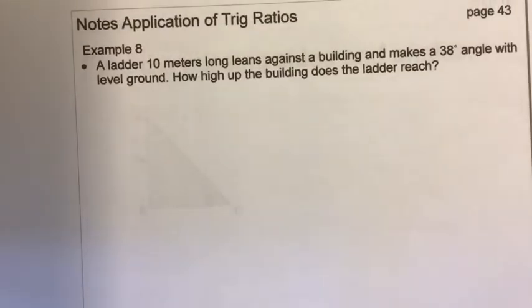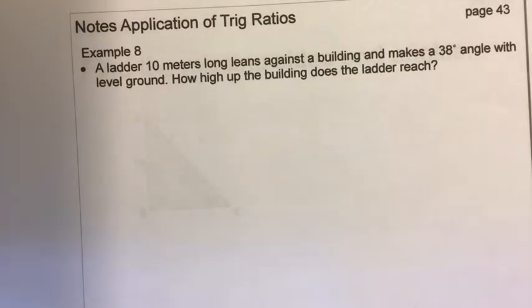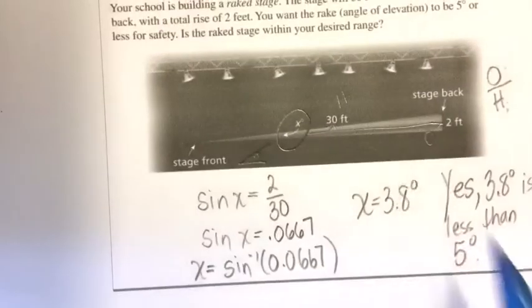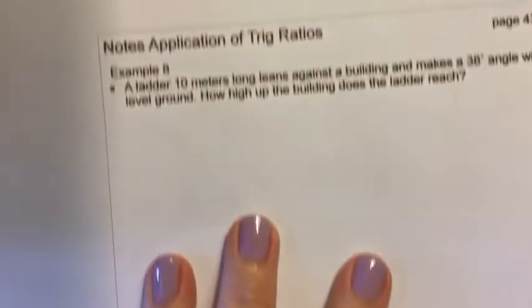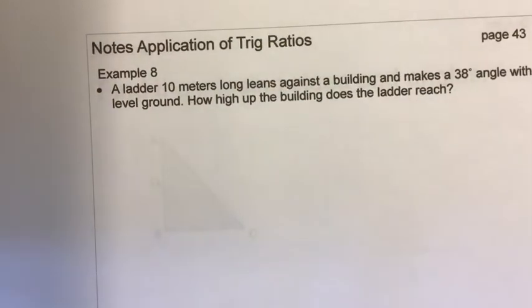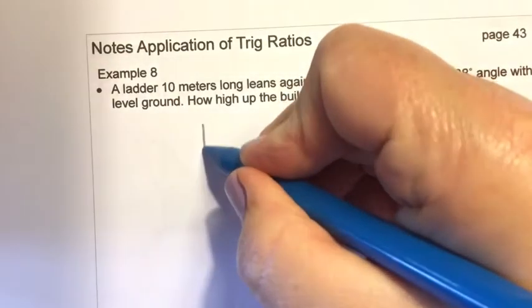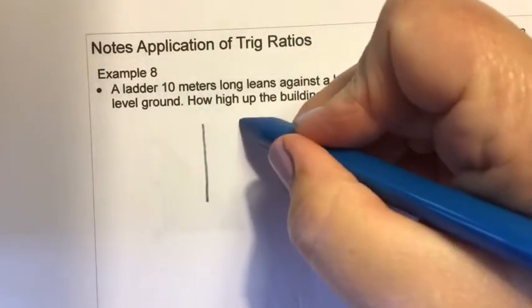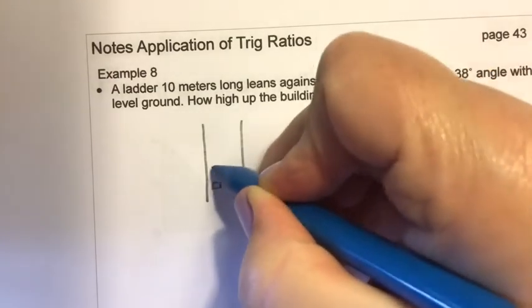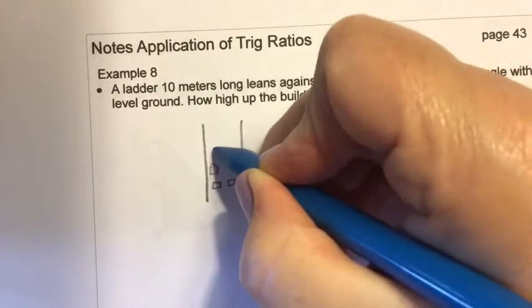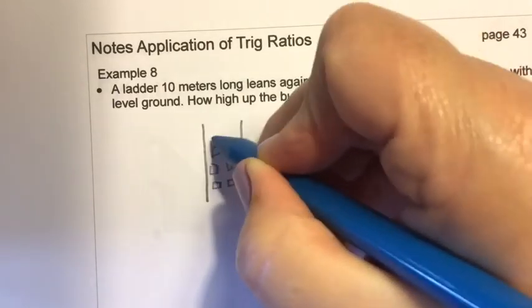Example 8. A ladder, 10 meters long, leans against the building and makes a 38-degree angle with level ground. How high up the building does the ladder reach? Notice example 7 had a picture. Example 8 does not. We need to draw a picture. Here's my building. Doesn't have to be fancy, but sometimes I draw a building with horrible windows.